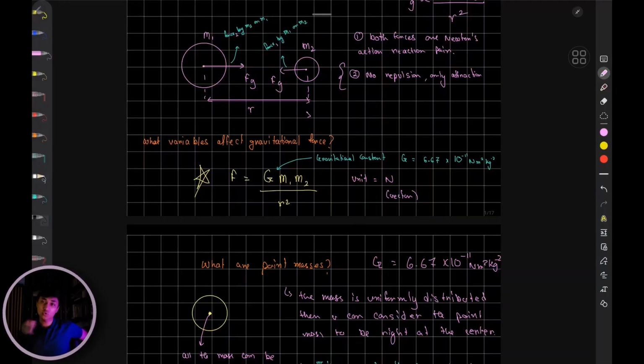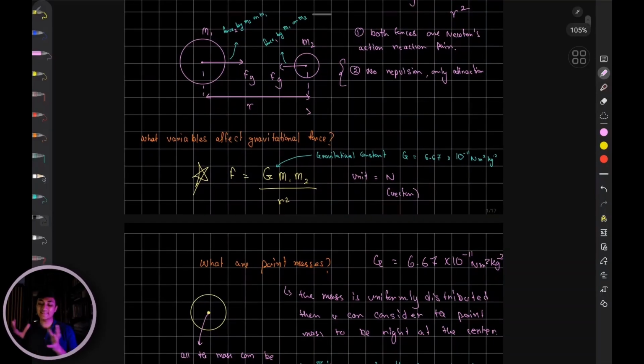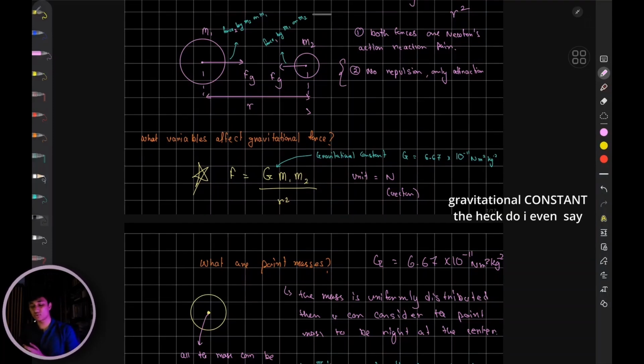So every time you want to calculate the force on any mass, you have to use this constant. So your formula at the end of the day is going to be force is equal to the gravitational constant times the product of masses divided by the square of separation.